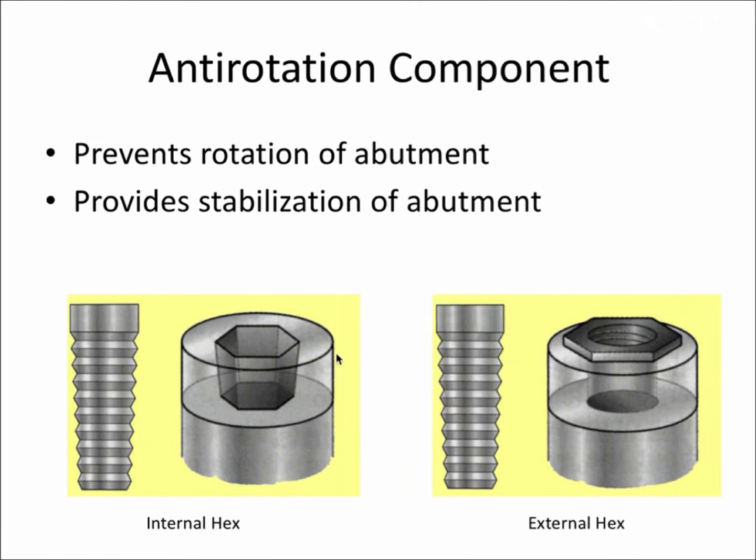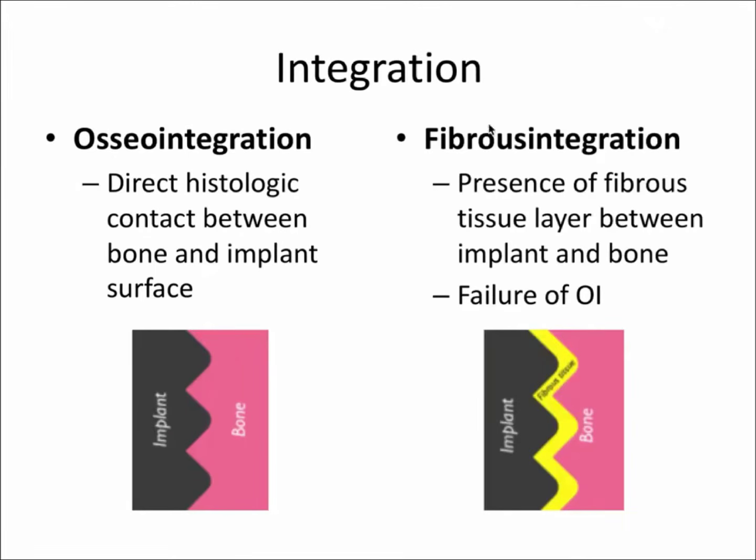And again, just to recapitulate, the anti-rotation component can only be involved with the two-piece abutments, because the one-piece abutment has to screw down as a uniformly conical shape, so it can't afford to have this kind of locking hex mechanism.